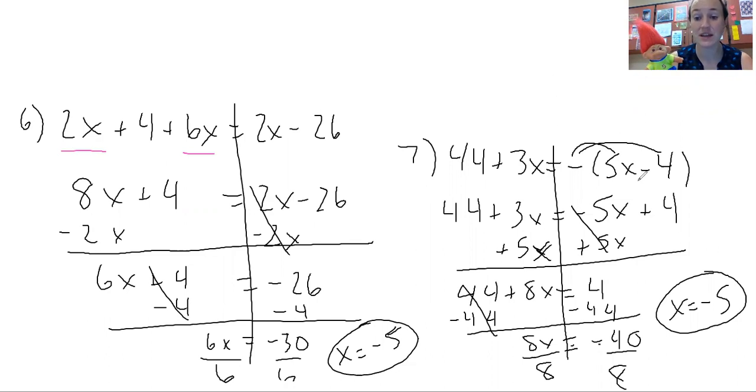Okay, distributing a negative, making sure we're watching those signs that got changed to a +4. Okay, distribute, combine like terms, and then start moving your variables over to the other side. Take a look, see if we match.